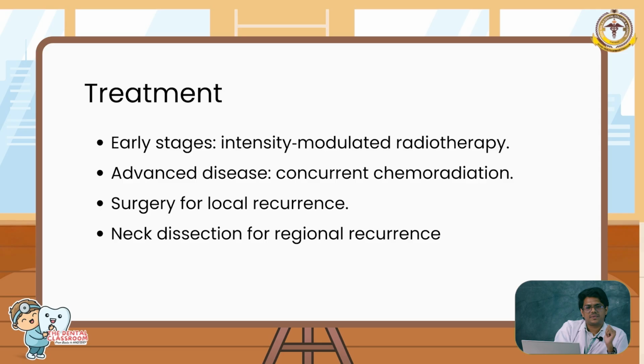Now what is the treatment part? Mostly radiotherapy, sometimes chemotherapy. The treatment of choice for stage 1 and stage 2 tumors will be radiotherapy, and cisplatin based chemotherapy with concurrent radiation therapy for stage 3 and 4 advanced stages. Surgery is reserved for local recurrence that would require a nasopharyngectomy. Regional recurrence in the neck is managed by a neck dissection.